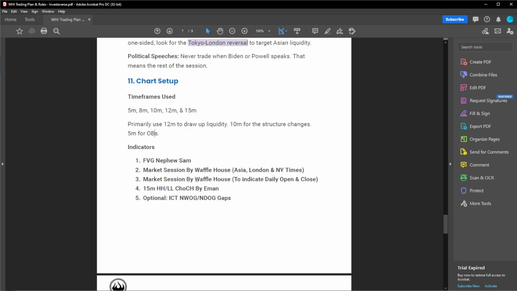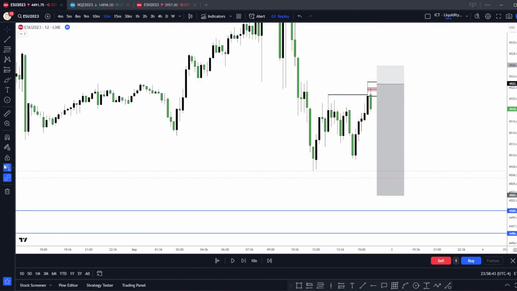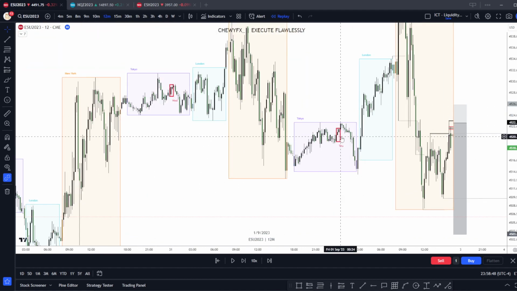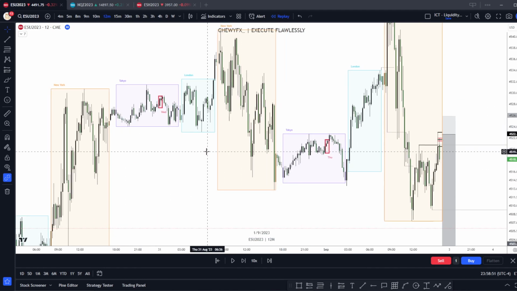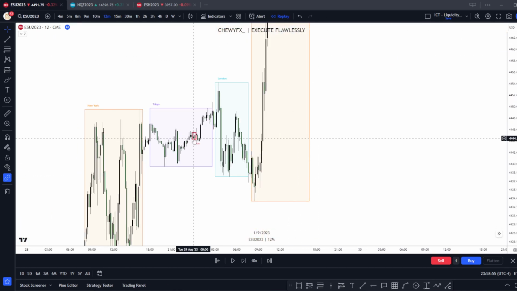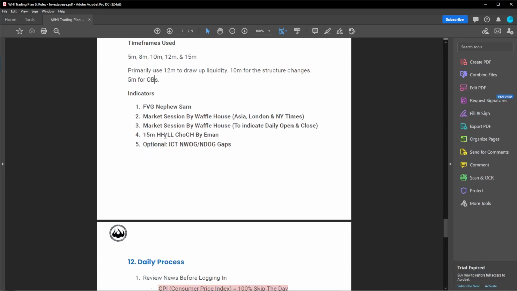And then I have another indicator which is used to identify the daily open and close. You just hop on the chart here, going a 12-minute time frame. You can see that I use these red blocks. So pretty much from this red block to this red block is 1 day, and the same goes for this red block and this red block. I don't know, it's useful for me. So 15 minutes, higher high, lower low, charted by E-man, and then optional ICT, NWOG, NDOG, which is a nice little confluence sometimes.